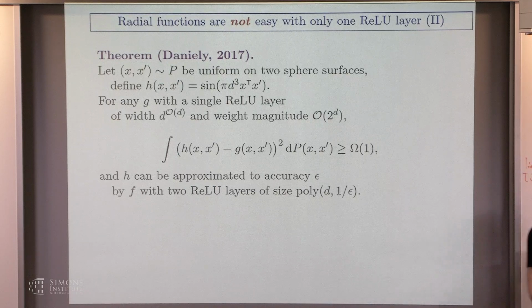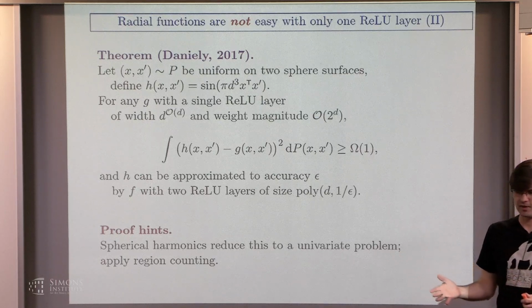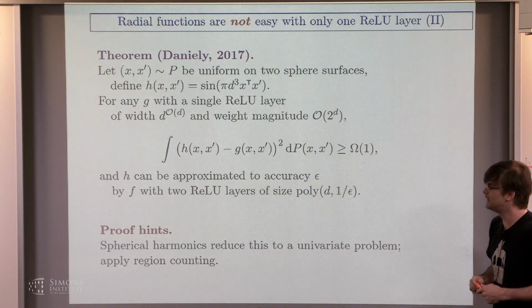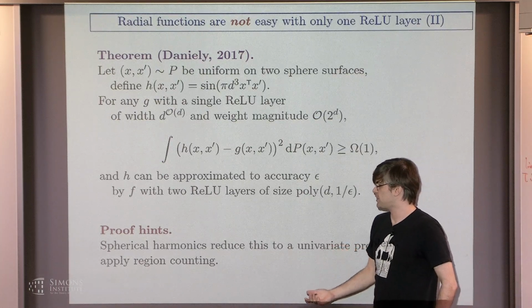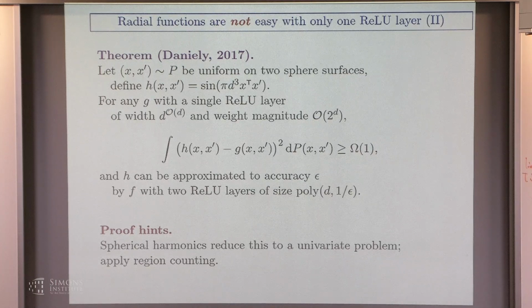The proof of this one is by Amit Daniely. I remember I wrote to him after he found this proof. I was like, how did you do this? He's like, yeah, I'm just good at orthogonal polynomials. So you use orthogonal polynomials on the sphere, which are called spherical harmonics, and you basically use these lemmas that Amit knew, and you reduce it to a univariate problem. You're just comparing two functions on the line, and now it becomes a region counting argument that I'll show you in a second. So I really like this proof a lot.